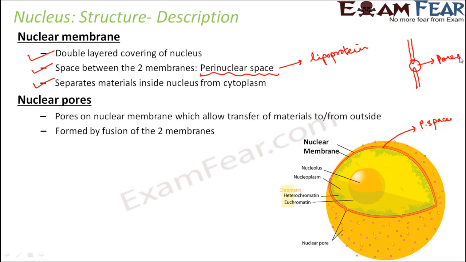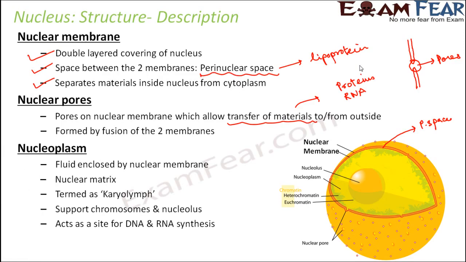Now, when I talk about the movement of materials, as I said, the nuclear pores allow transfer of materials. What materials are we talking about? Basically, proteins and RNA complex. Proteins move inside the nucleus. The RNA complex, which is formed inside the nucleus, moves out of the nucleus. So this transfer of materials refers to proteins and RNA complex. Where and how proteins are formed, we will see a little later.